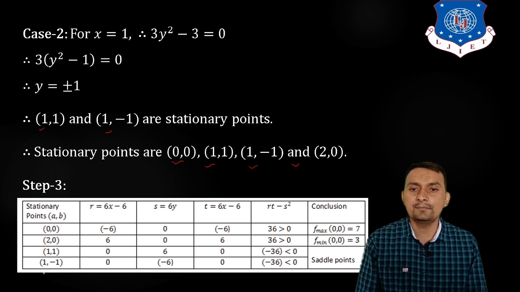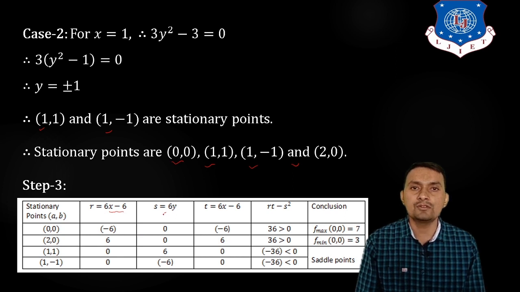These are the stationary points: (0, 0), (2, 0), (1, 1) and (1, -1). And these are r, s and t, and this is whatever we have derived. When I consider (0, 0), the x coordinate is 0, so we get r equal to minus 6. What about here? x is equal to 2, so 6 into 2 is 12, and 12 minus 6 is 6. At (1, 1), the x coordinate is 1, so 6 minus 6 is 0. At (1, -1), the x coordinate is 1, so again the answer is 0.